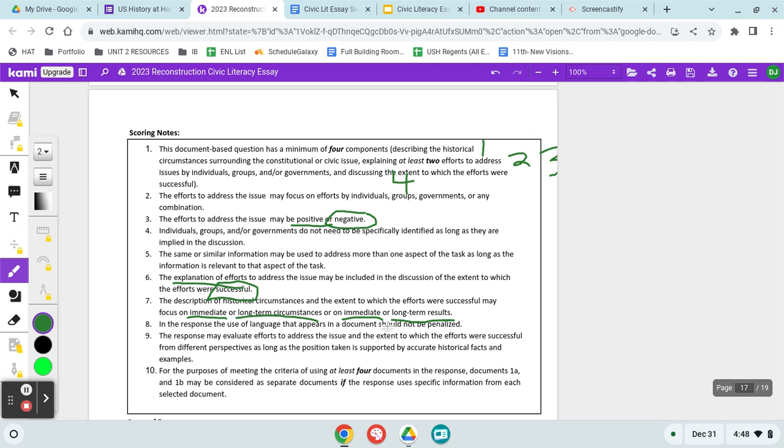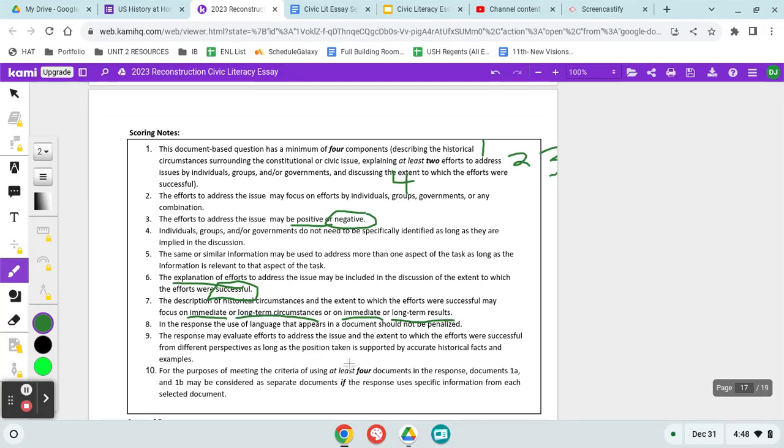The use of language that appears in the document cannot be penalized, and also you're not going to lose tons of points for typos. Make sure you get your information on paper. Don't worry so much, as long as it's legible, about your spelling, right? You need to get to it.